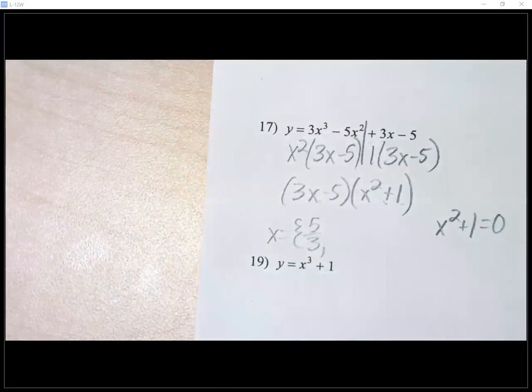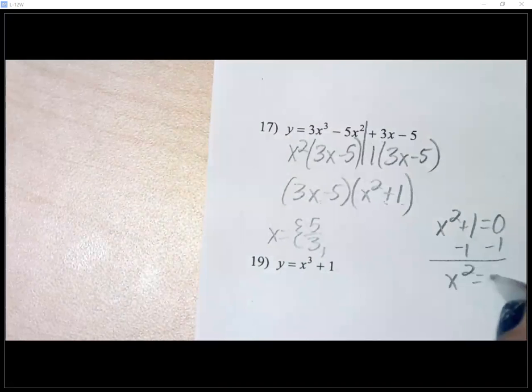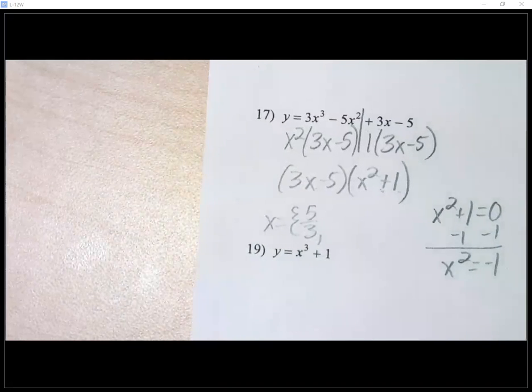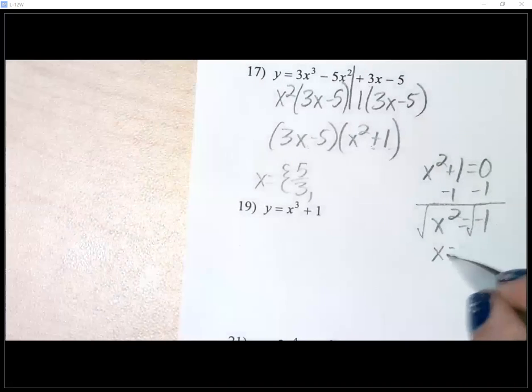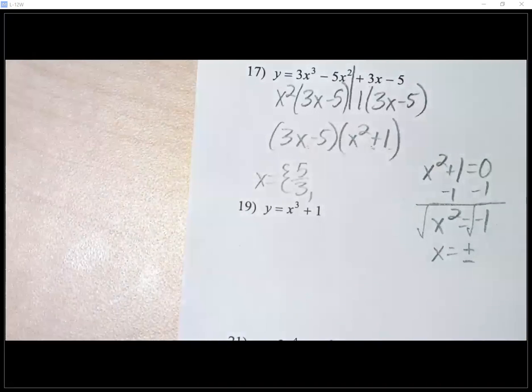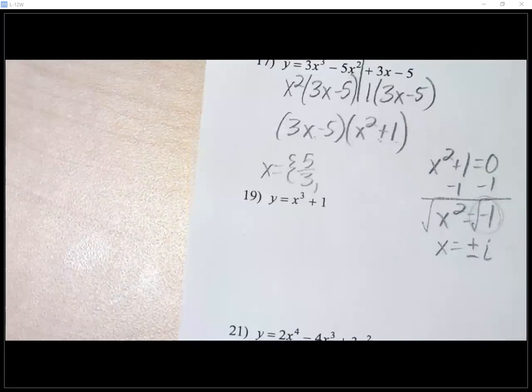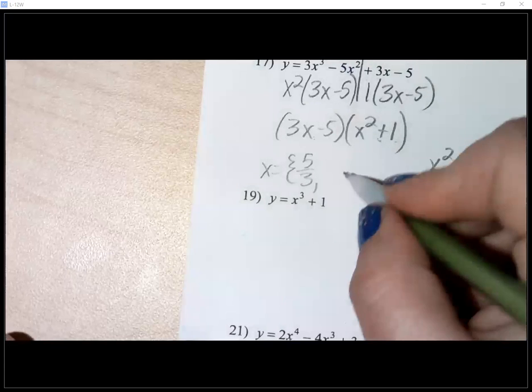Don't I have the minus one? So I have x squared equals negative one. And then don't I take a square root? Right? Square root both sides. When I take a square root, do I need plus minus? And what's the square root of negative one? i. Oh my gosh. It just comes out as positive negative i. Sure. There are my other two answers, positive and negative i.